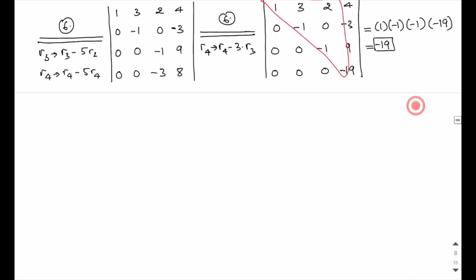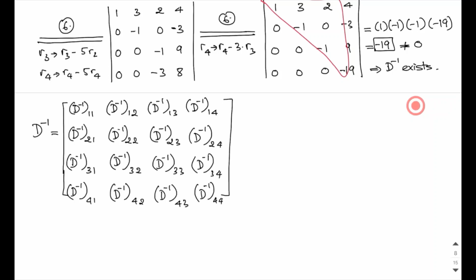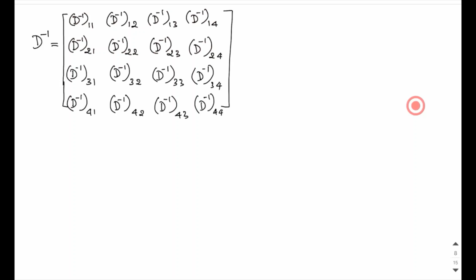Right. Anyway, this negative 19 is not 0. The determinant of D is not 0, so D inverse exists. D is invertible, and we can find the inverse. All right. Now let's compute D inverse. 16 entries. All right. Let's compute D inverse 1, 1.